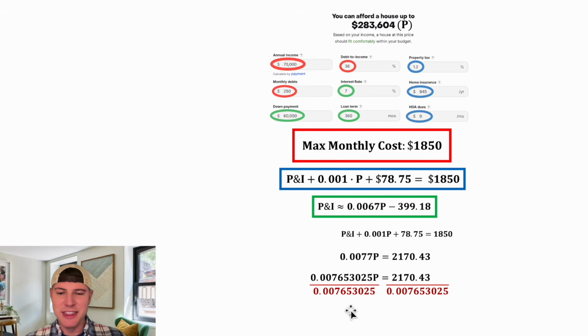Next, we can divide by this, and that'll give us p is equal to 283,604.20. And thankfully, that does match this number. So this is all the math that this calculator's doing. How exciting.